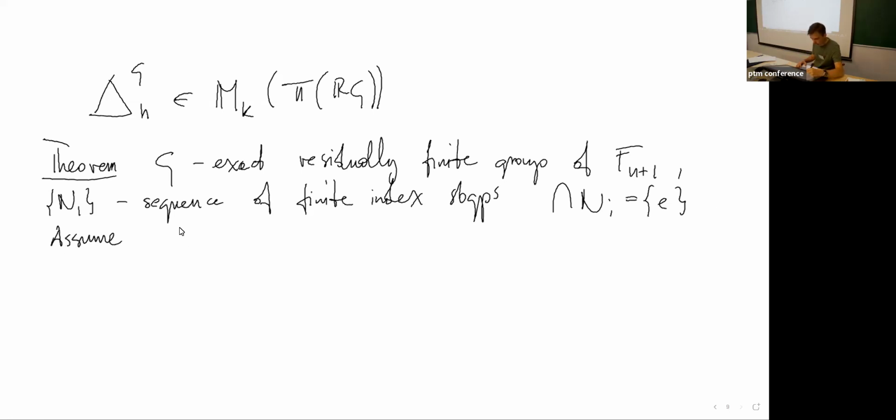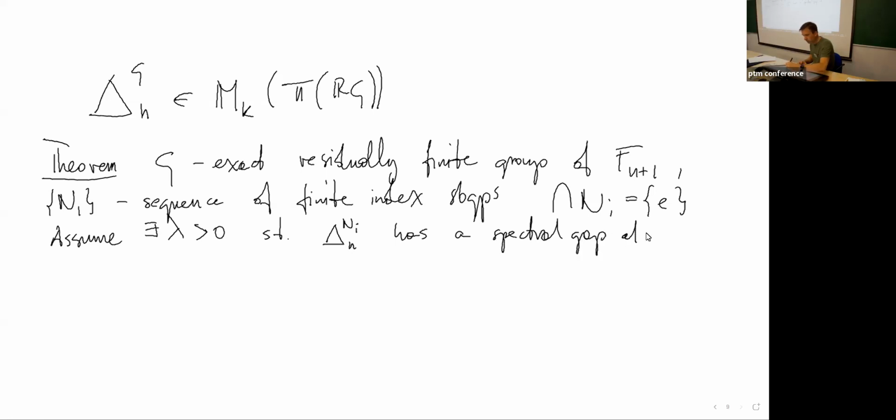Assume that there exists a lambda, so this will be the spectral gap, such that the n-dimensional Laplacian for every group G over N_i has a spectral gap at least lambda. So again, that's the same, right? The spectrum of Delta_{n,i} is contained in {0} union [lambda, infinity).